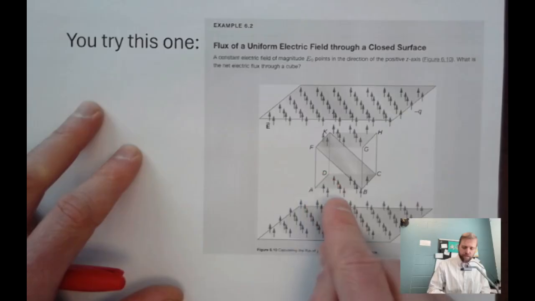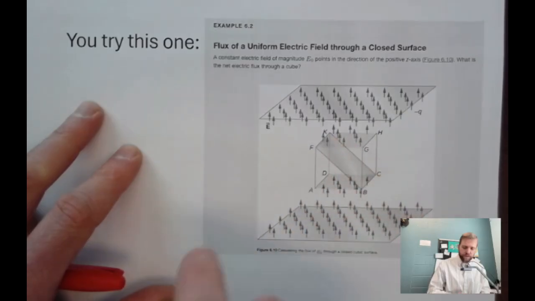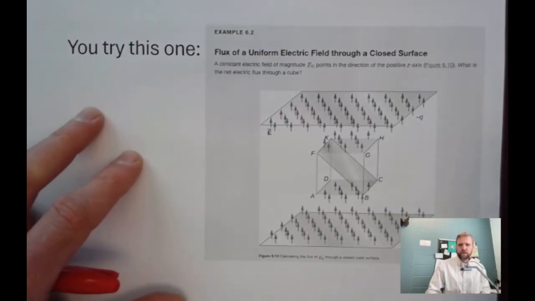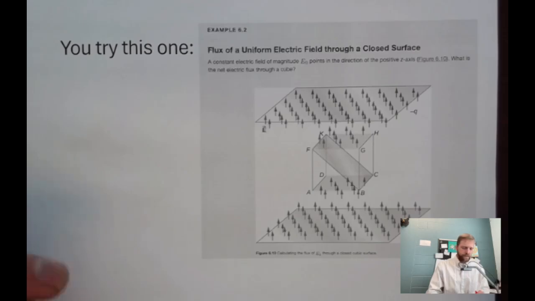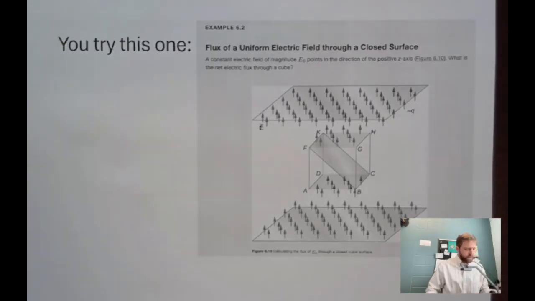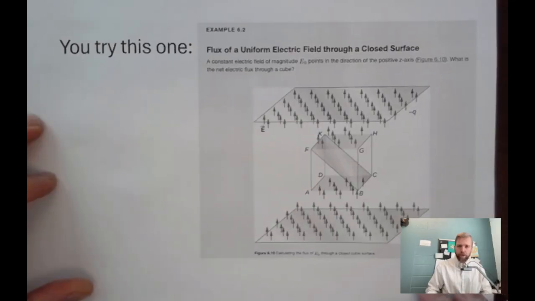Okay, so you have 1, 2, 3, 4, 5, 6 different surfaces that you have to calculate the electric flux through and add all of those up. Pause the video and try this out. Okay, so if you've gotten stuck and you've just hit play or you never paused it, let me get you started on this, and you can of course pause it at any point to try to finish the problem.